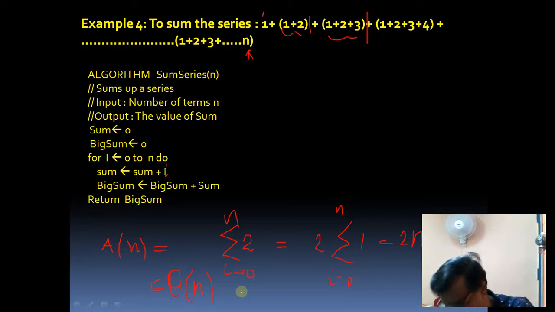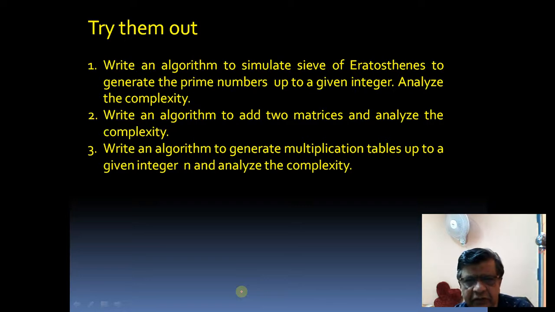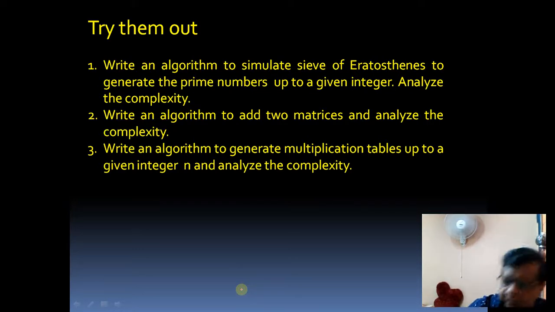So with this, there are some examples given to you. Please try them out. These are all typical problems that may arise in academic circles and also in problem solving circles.